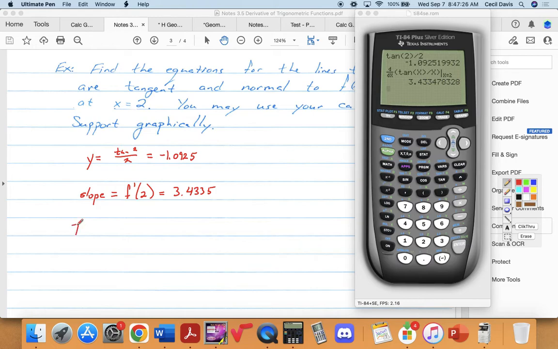So the tangent line would be y equals negative 1.0925 plus 3.4335 times x minus 2. And then the normal would be y equals negative 1.0925 minus 1 over 3.4335 times x minus 2.